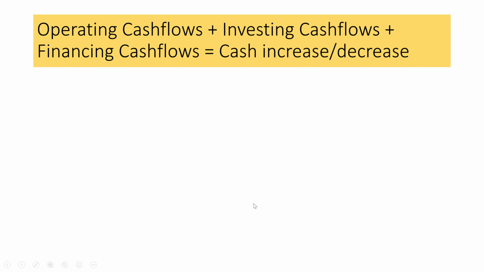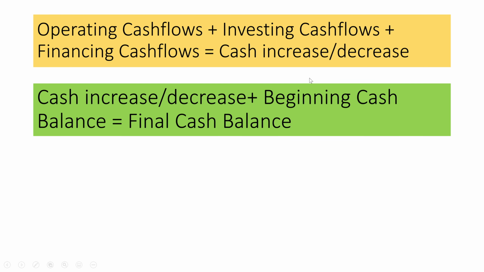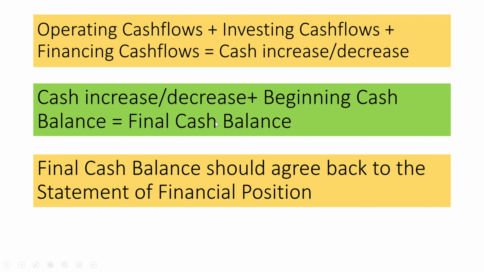Okay, so basically to summarize, operating cash flows plus investing cash flows plus financing cash flows, those are the three cash flows. They will tell you your cash increase or decrease, your movement in cash during the period. We then add this to the beginning cash balance, and that gives us the final cash balance. And obviously a quick check is to see that the final cash balance agrees back to the statement of financial position, and your opening cash balance has to agree back to the initial cash balance.